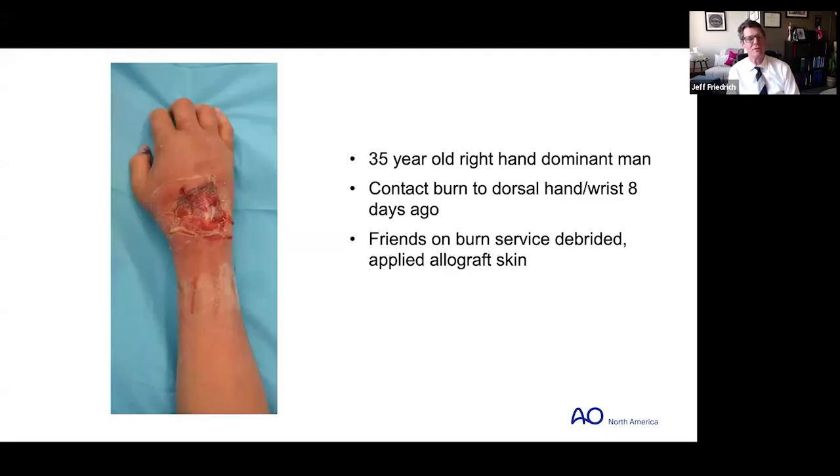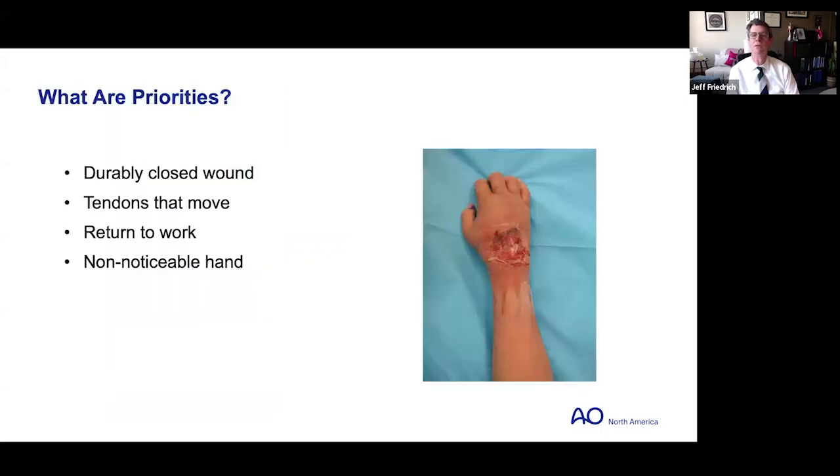And then they applied allograft skin, which, as you can see there, has a variable adherence. There are some peripheral areas that are quote unquote taking or sticking, but certainly that central area with extensor tendon and maybe exposed CMC joint is not looking as good.